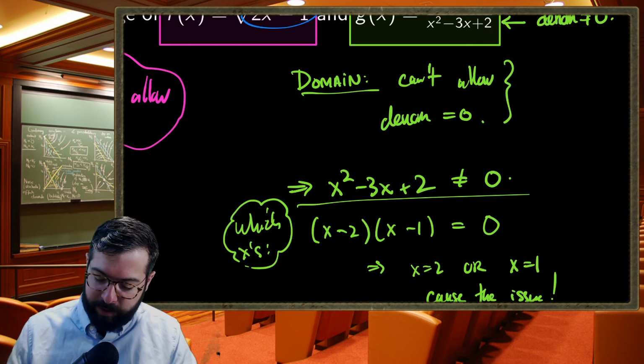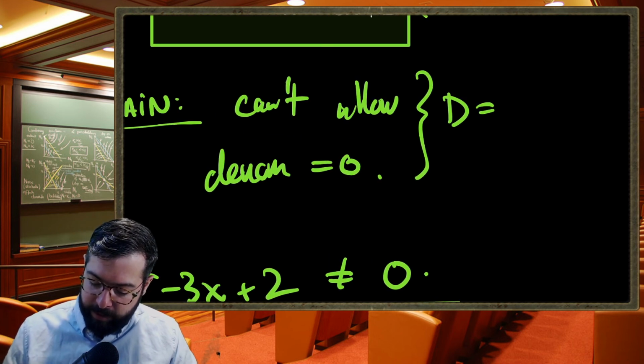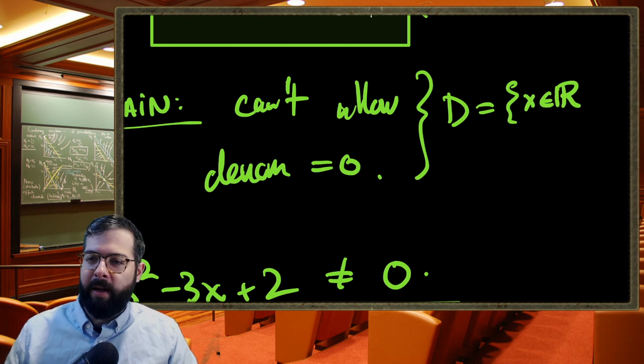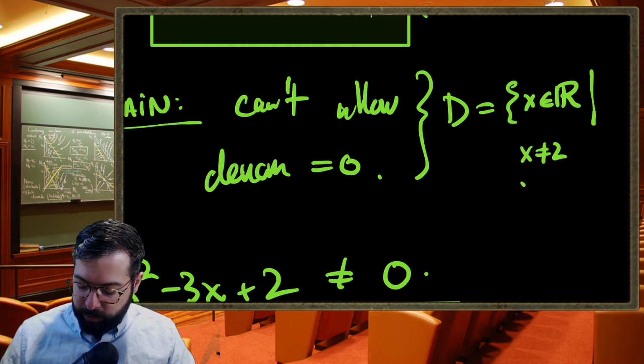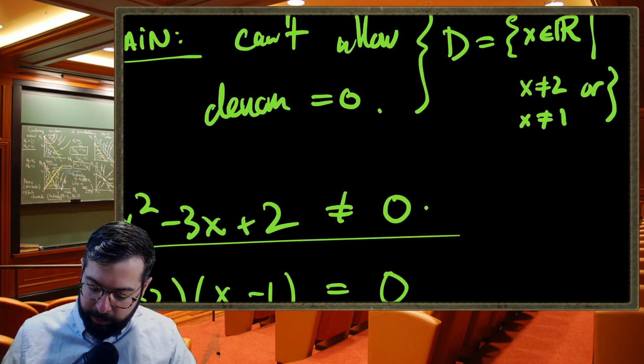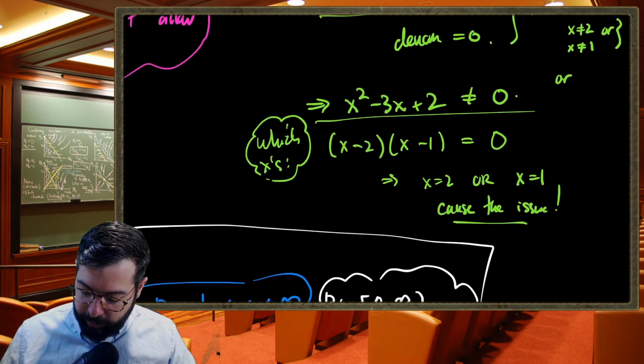So what this tells us is that the domain is the set of x values, and you can use this notation. x is a member of the real numbers. You don't have to use this, but I'm just writing it here. x is a member of the real numbers where x is not equal to 2 or x is not equal to 1. I'm kind of running out of room here.